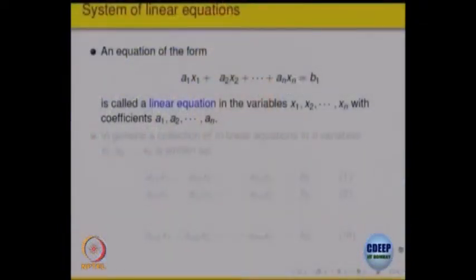So, we will start with looking at a general system of linear equations and generalize the Gauss elimination method for a system of m linear equations in n variables. So, let us look at it. We recall that an equation of the type a1 x1 plus a2 x2 and so on, plus an xn equal to b1, we called a linear equation, because the variables x1, x2, x3, up to xn all have power 1, and we say this linear equation has coefficients a1, a2, ..., an.